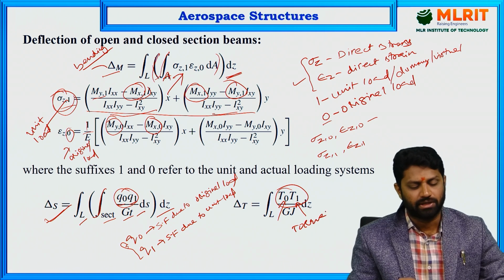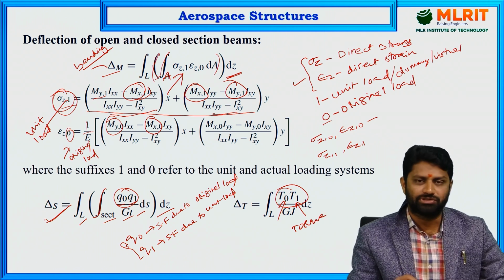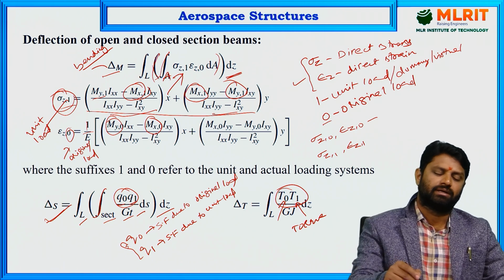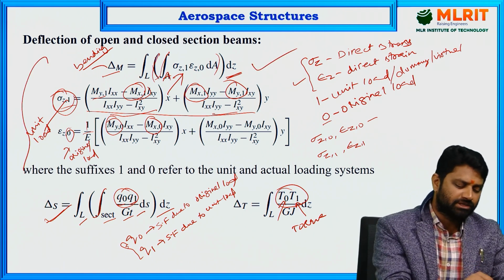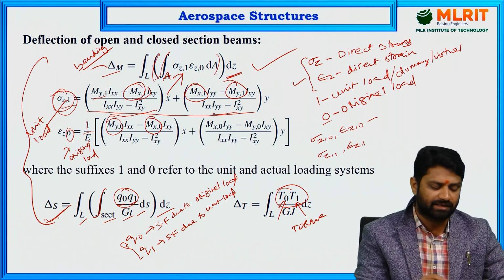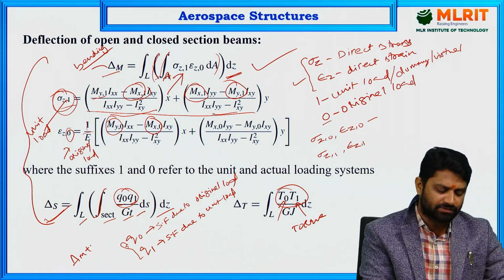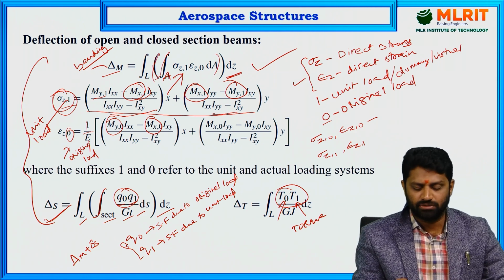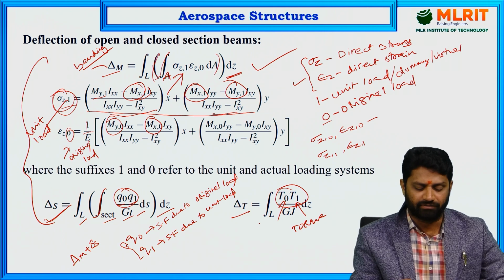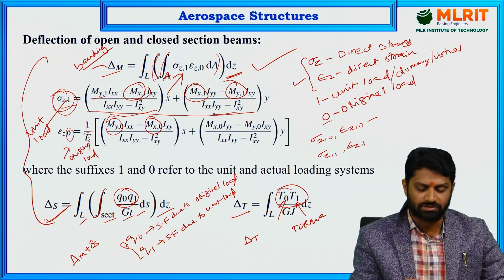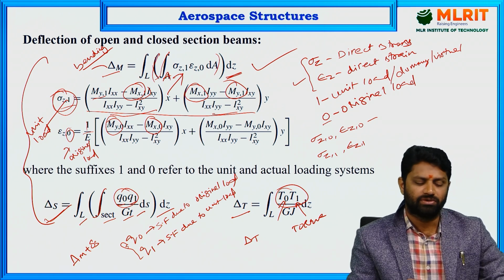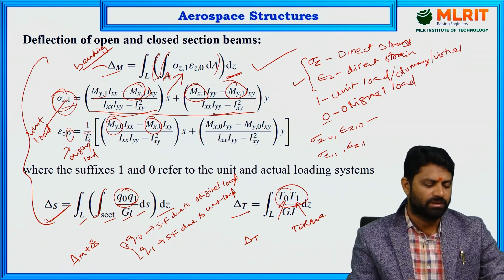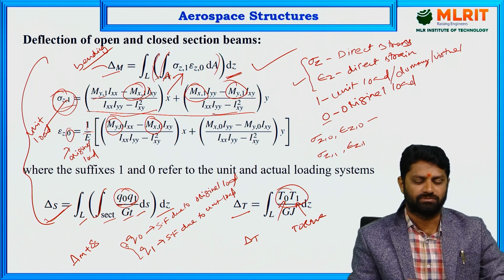Sometimes in the question you may get only bending alone in the problem, or sometimes bending in combination with shear. In that case, you have to calculate delta m as well as delta s. Sometimes you may get torque, that is the case of a torque or shaft that is given. So in that case, you have to calculate this torsional deflection, or deflection due to torque. Okay, so this is the formula that we are going to use for solving problems on deflection of open and closed section beams.